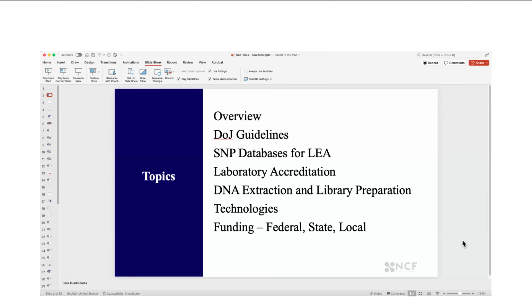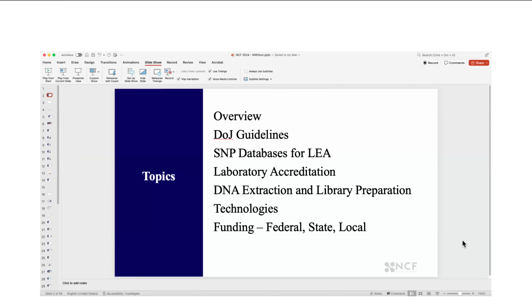And then I'll switch and talk about SNP databases for law enforcement agencies to use. Talk a little bit about laboratory accreditation and quality assurance standards that are in place and emerging in this field. And then on the technical side, I want to talk a little bit about DNA extraction and how to make a vibrant and robust library for sequencing.